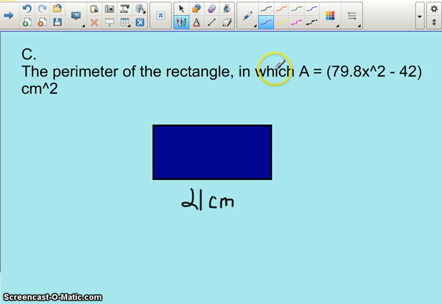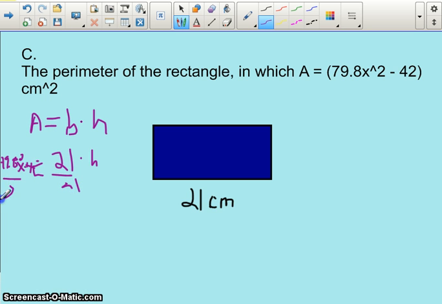Let's see, the perimeter of a rectangle in which the area is equal to that, and it looks like we're given the base is 21 here. So we've got area is equal to base times the height, and the base is 21. So we're just going to quickly solve this for the height. It's 79.8x squared minus 42. So we're going to have to divide by 21 on both sides.